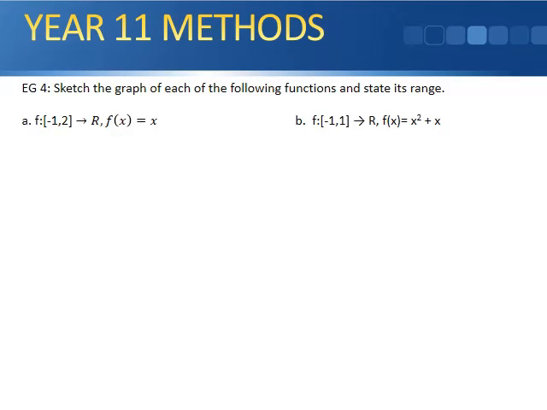Example 4. It says sketch the graph of each of the following functions and state its range. So this one here, f of x, that's just a straight line, but it's only between -1 and 2. When I draw this, it's easier to draw them. When x is -1, I put -1 in there, I'll get y equals -1. So it starts there. This is my f of x. It's not y anymore, it's f of x.